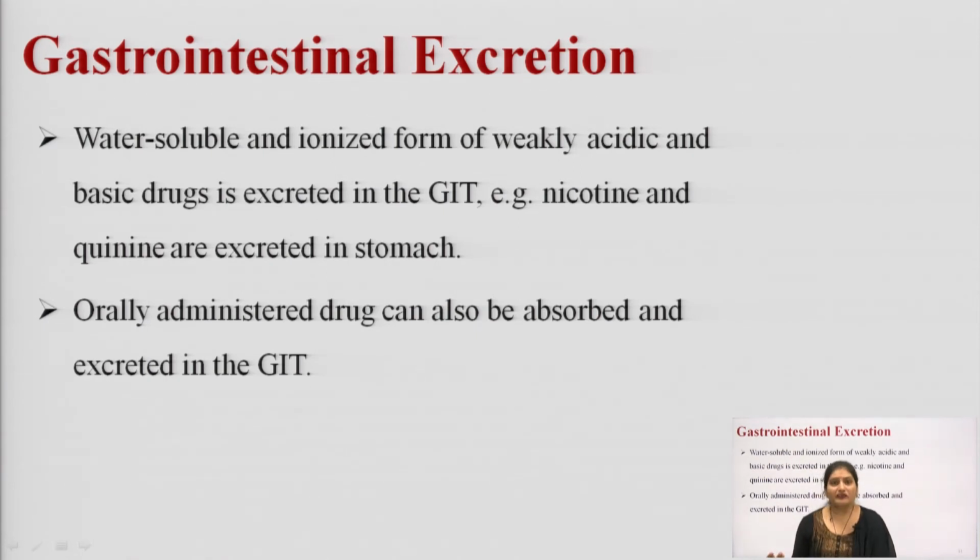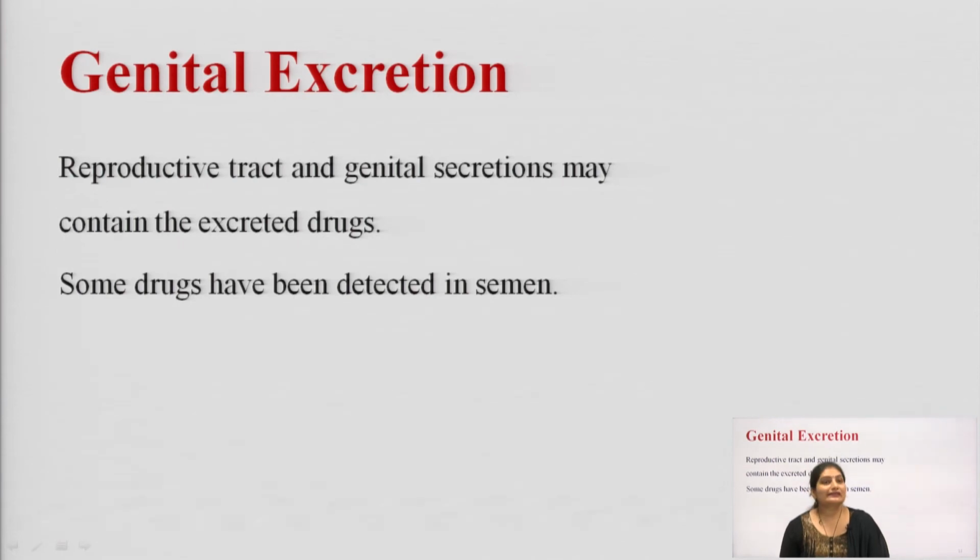The next type of excretion, or last type of excretion, is the genital excretion. Now, in the genital excretion, some reproductive tract and genital secretions may also contain the excreted drug. For example, some drugs have been detected in the semen. The drugs can also be excreted via the lacrimal fluids.